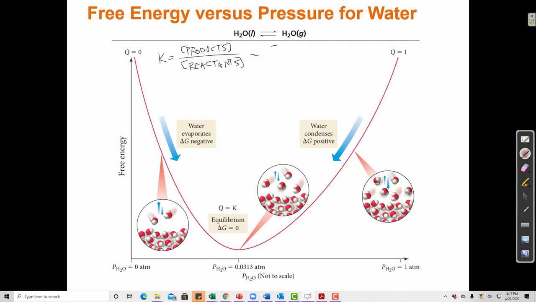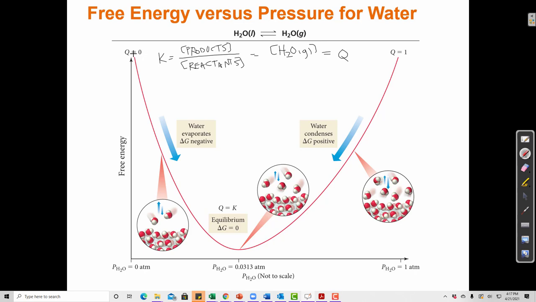And my product is H2O gas. And my reactant is a liquid, so it does not figure into the equation. So K_eq for this entire equation is just the concentration of gas, right? This is also equal to Q. Remember, it also equals Q, the same form. The only difference is whether this is an equilibrium concentration, in which case the value I've computed is K, or this concentration is not at equilibrium, in which case the value I've computed is Q.